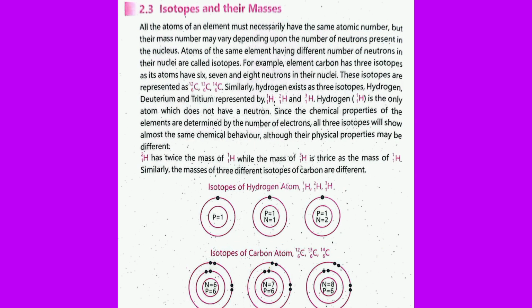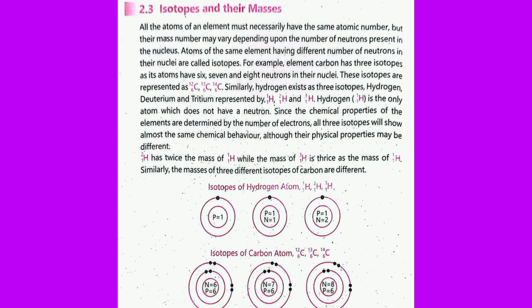All the atoms of an element must necessarily have the same atomic number, but their mass number may vary depending upon the number of neutrons present in the nucleus. Atoms of the same element having different numbers of neutrons in their nuclei are called isotopes. For example, the element carbon has 3 isotopes, and its atoms have 6, 7 and 8 neutrons in their nuclei. These isotopes are represented as carbon 12, carbon 13 and carbon 14. Similarly, hydrogen exists as 3 isotopes: protium, deuterium and tritium, represented by H1, H2 and H3.